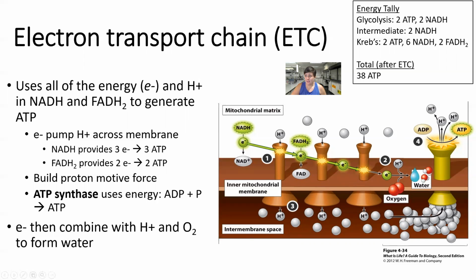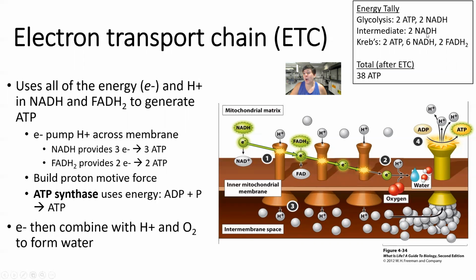So during glycolysis, we had 2 electrons released. Those electrons were carried by 2 NADH to the electron transport chain. We had 2 NADH, meaning that we could transport 1, 2, 3, 1, 2, 3. So 6 hydrogens across a membrane. 6 hydrogens across a membrane means that we're going to get 6 ATP. So 2 NADH during glycolysis will give us 6 ATP.